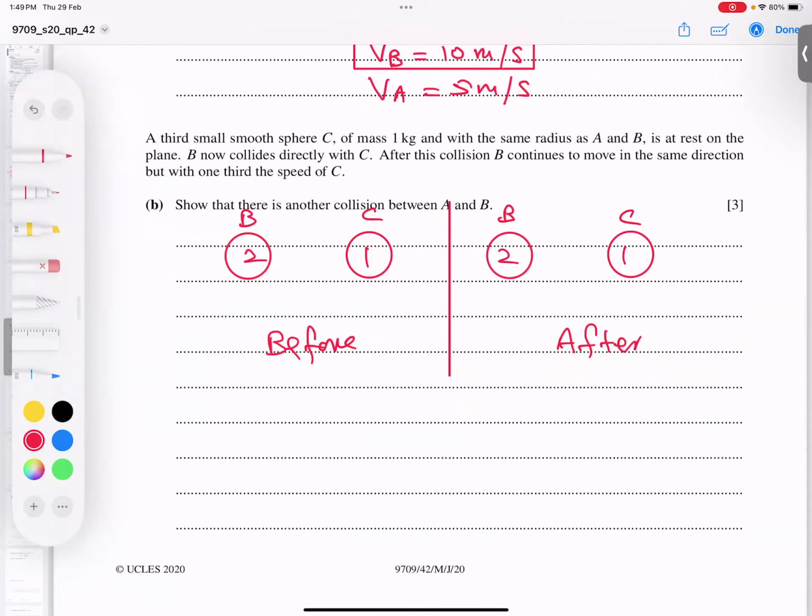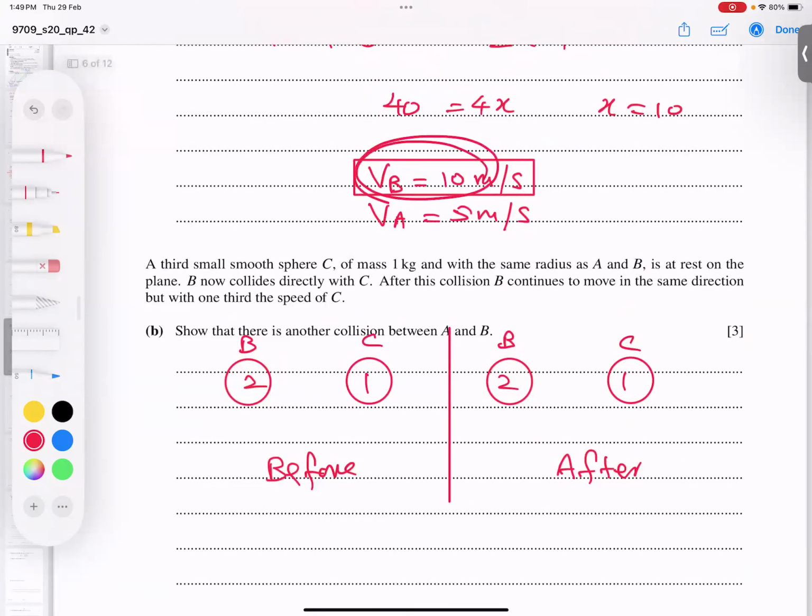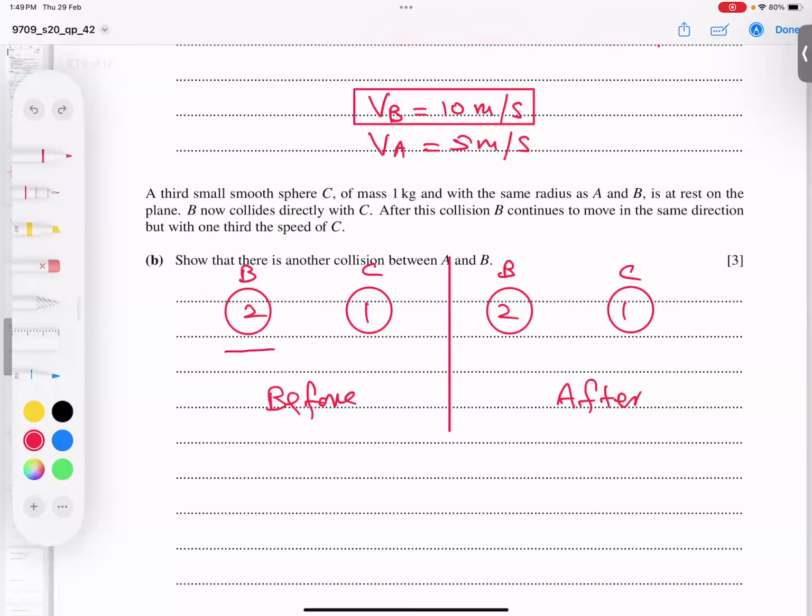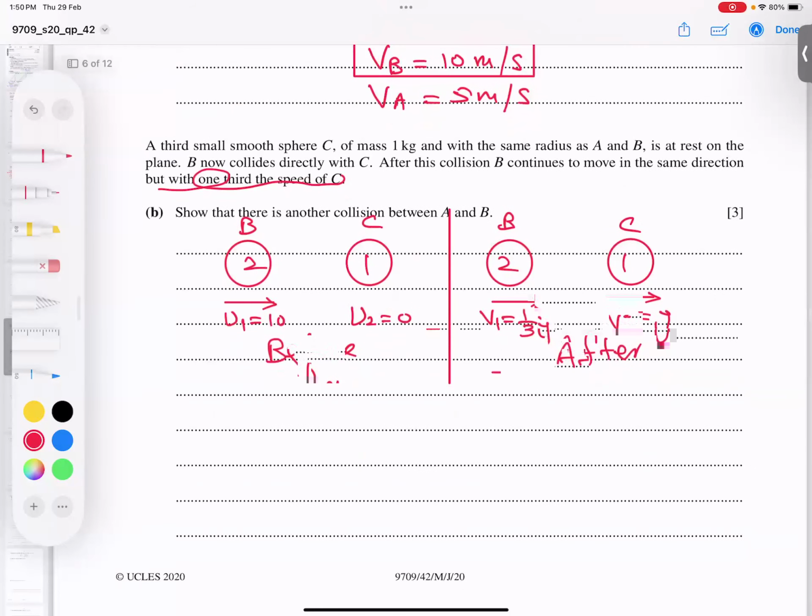Now you know it very well. B's velocity after the first collision is 10, which becomes the starting speed here, and C is at rest. It is very clearly mentioned that both move in the same direction. But what is V1? He said that after collision, B continues to move in the same direction, with 1/3 of the speed of C. So let's say C's speed is Y, and B's is 1/3 of Y. This is a very clear approach, and now I can do the question easily.